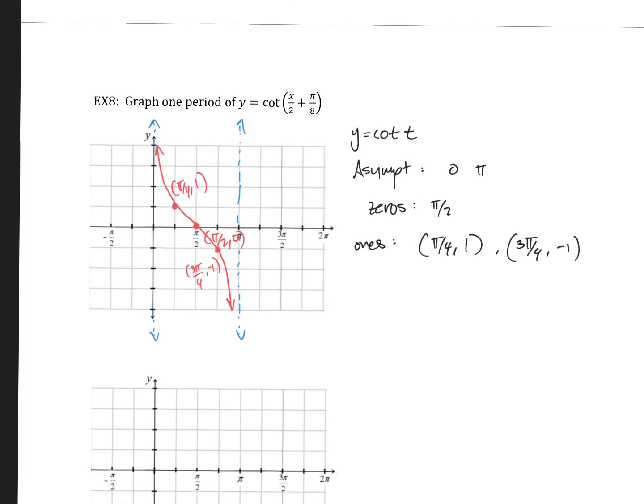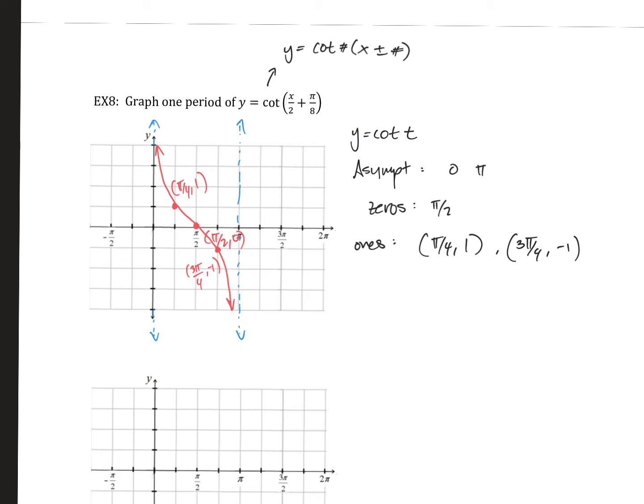We need to change this into the form of y equals cotangent of some number times our x value, and then we can do plus or minus the other number. We need to have x completely by itself. It cannot be a fraction. And at the moment, x is a fraction. So we have to change that. How will we change it?